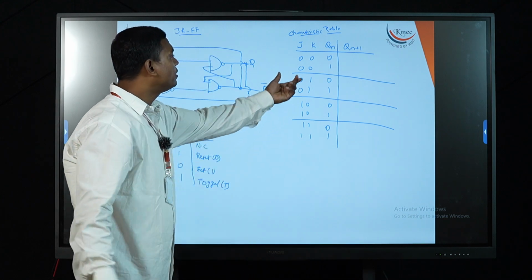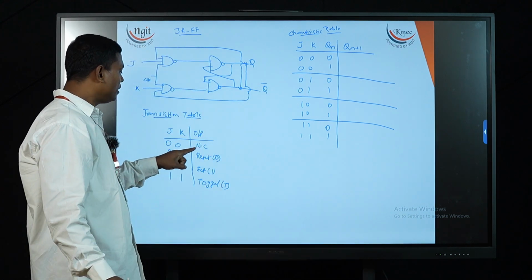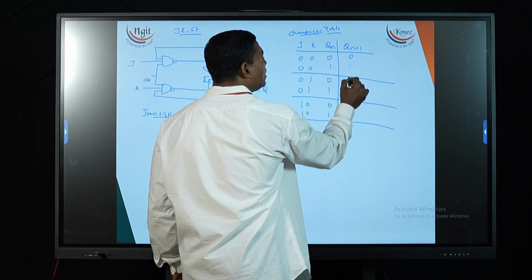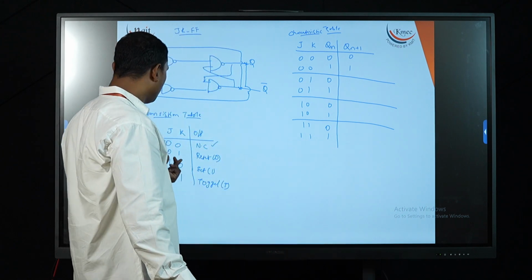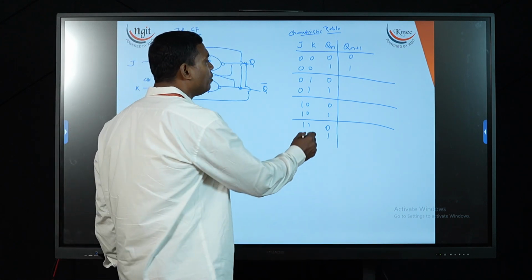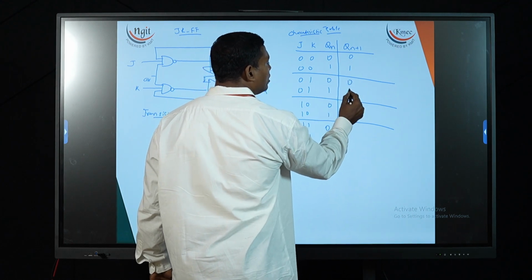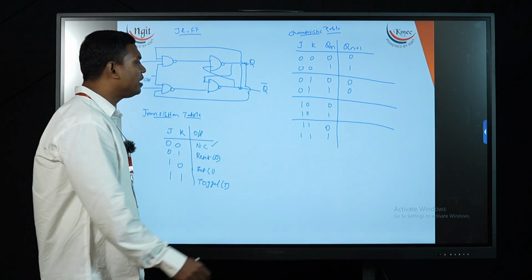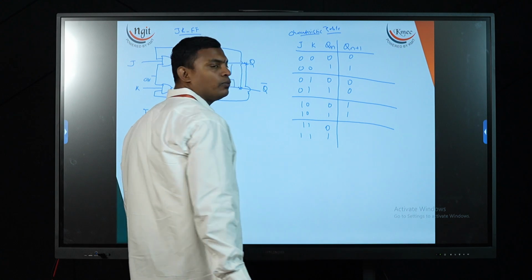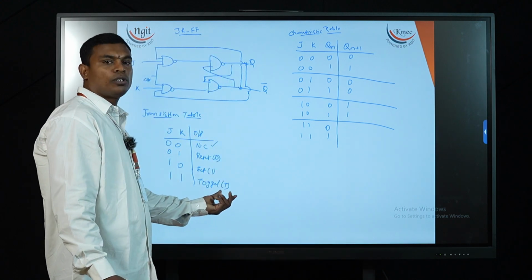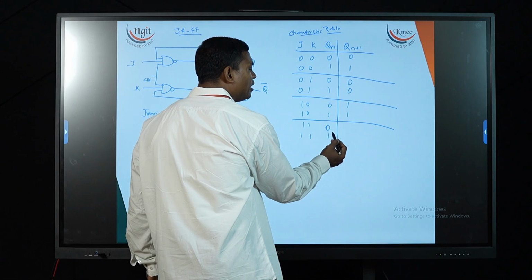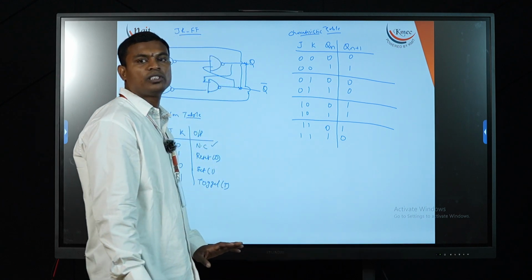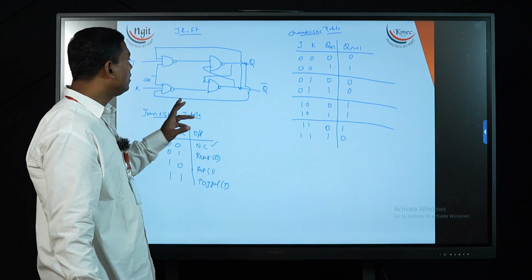Now for the 0 0 condition, you have seen that the output is no change, means whatever my present state is, the next state will represent the same thing, that is 0 1 only. Next, for the 0 1 condition it is reset, means irrespective of my present state my next state is always 0. For 1 0 the output is set, means irrespective of my present state next state is always 1. For 1 1 it is toggle, means if my present state is 0, next state will be 1. If my present state is 1, my next state will be 0. So this is the characteristic table for my JK flip-flop.